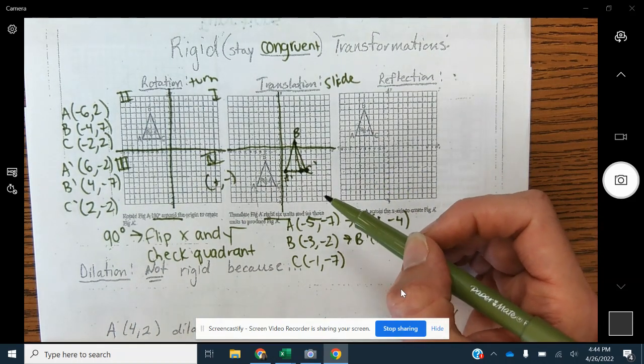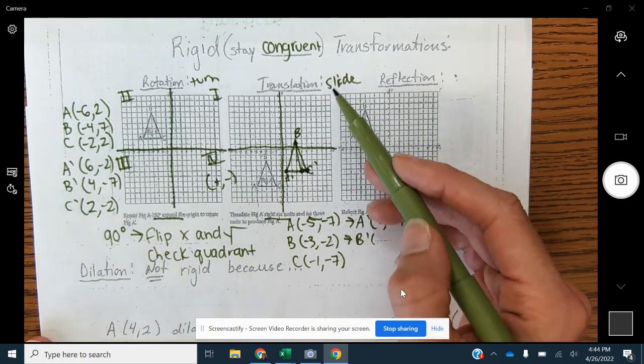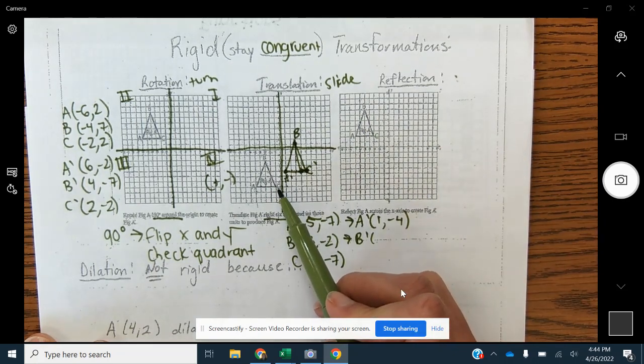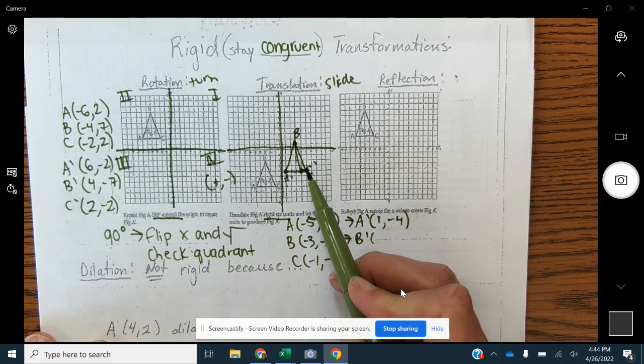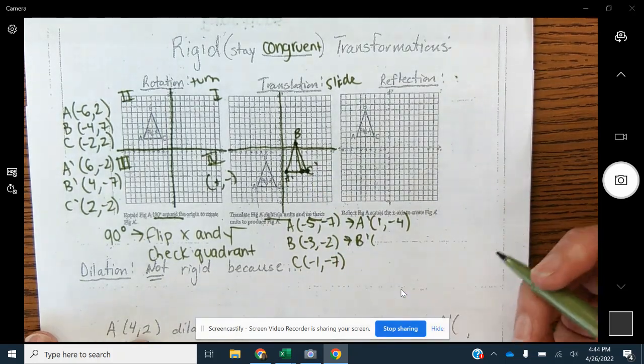I do get cut off after 5 minutes, so hopefully we are all in the same place still working on this translation. I did realize C prime, I accidentally only went over 5 units, so I did take that over an additional unit. So that's 1, 2, 3, 4, 5, 6, and up 3, so that should be where C prime is located. Just make sure you put yours in the right place.